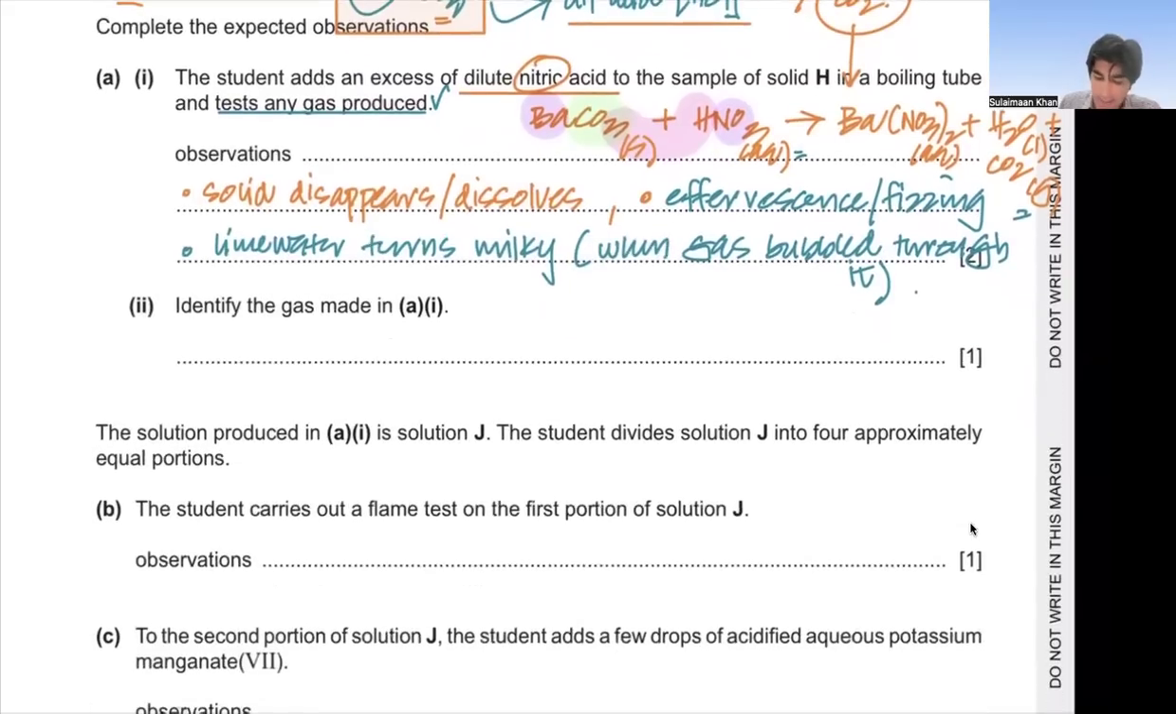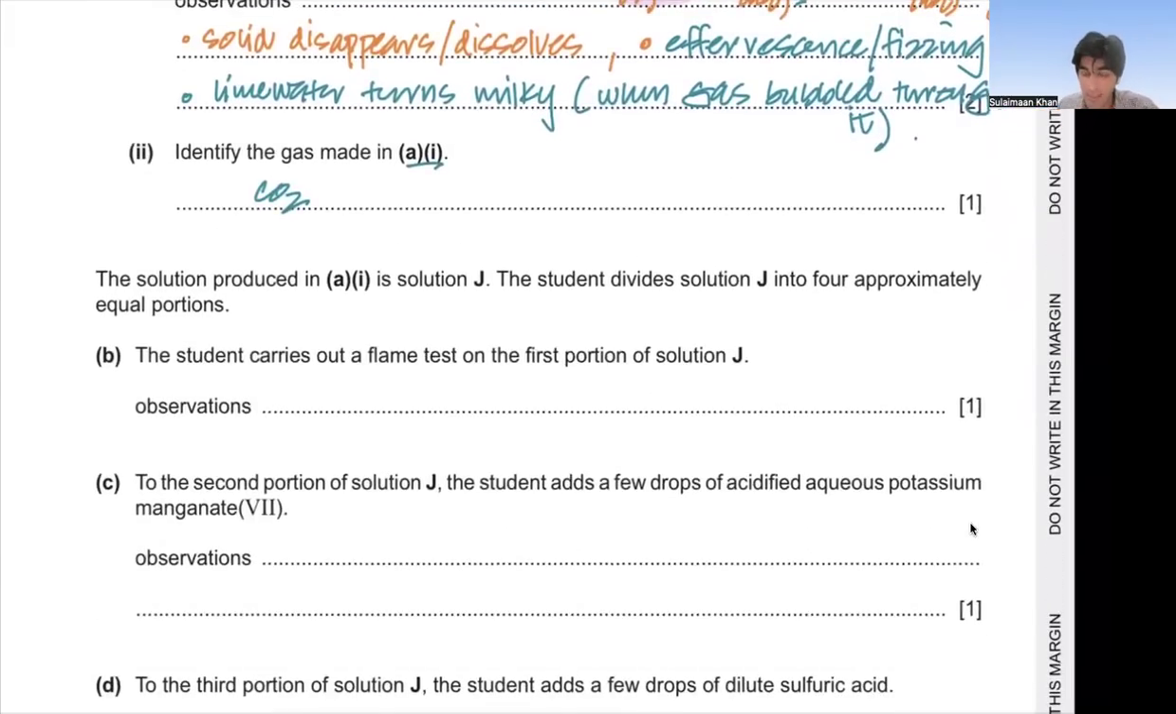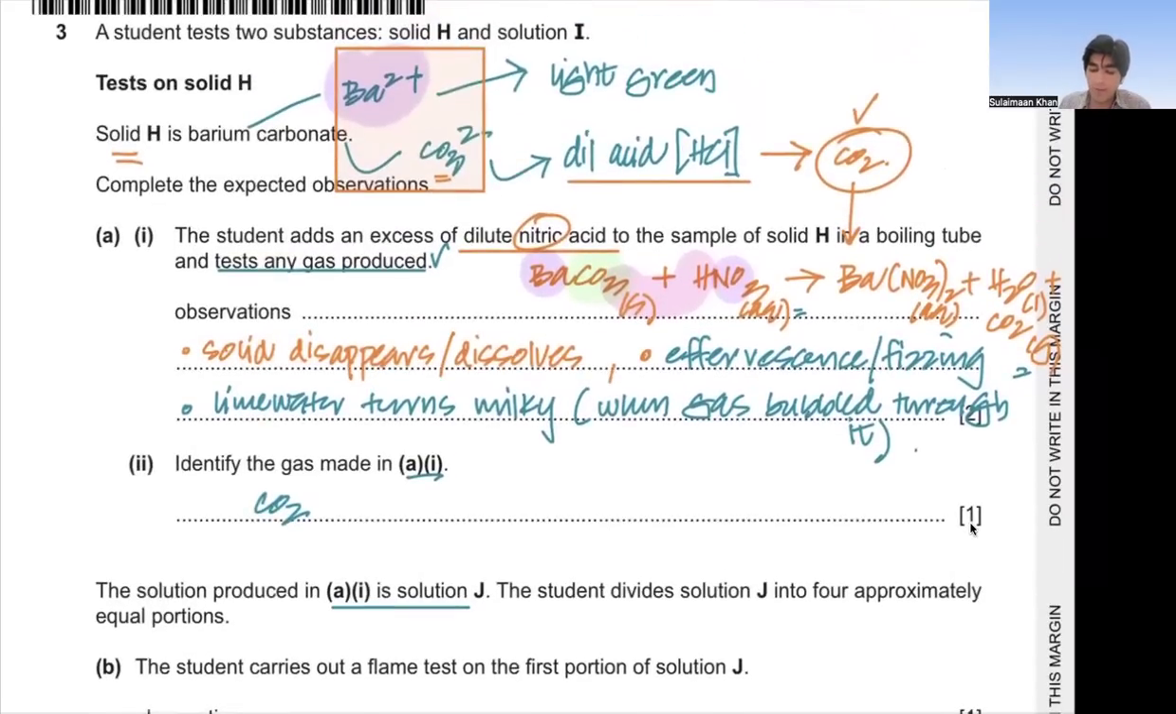Identify the gas made in A part 1. That's carbon dioxide. The solution produced in A part 1, देखो सवाल पढ़े हैं, चीजें बड़ी सिंपल है, सब कुछ given है. Now, how do I know which solution is produced in A part 1? Solution means that it's soluble, right? Which solution is being produced in A part 1?